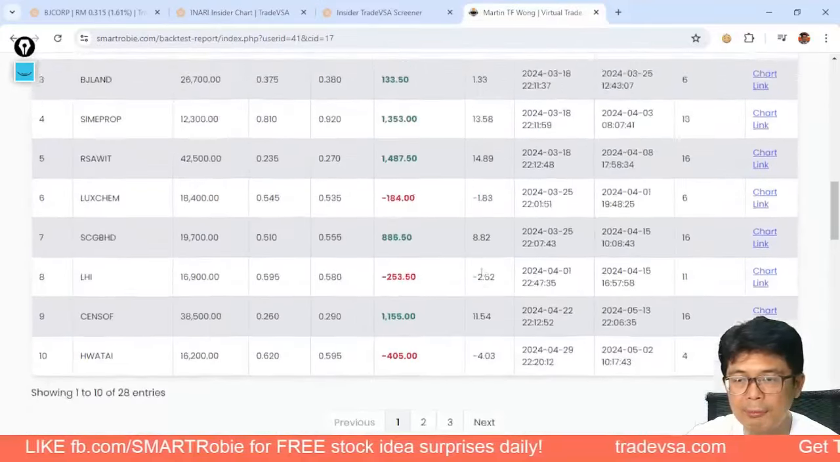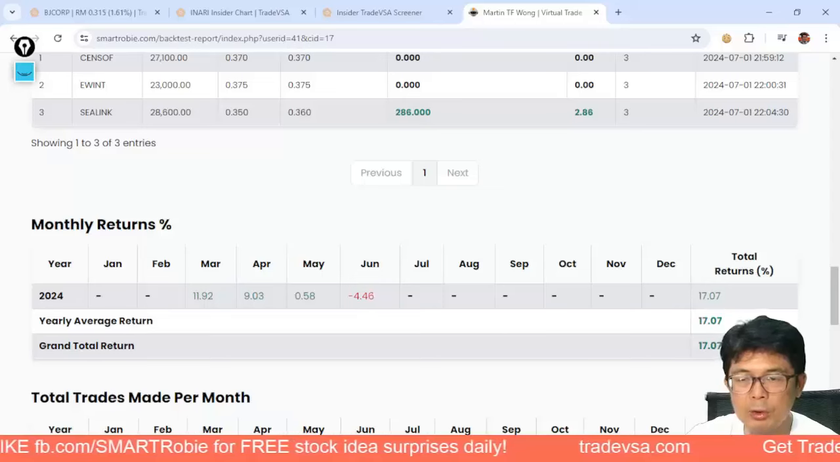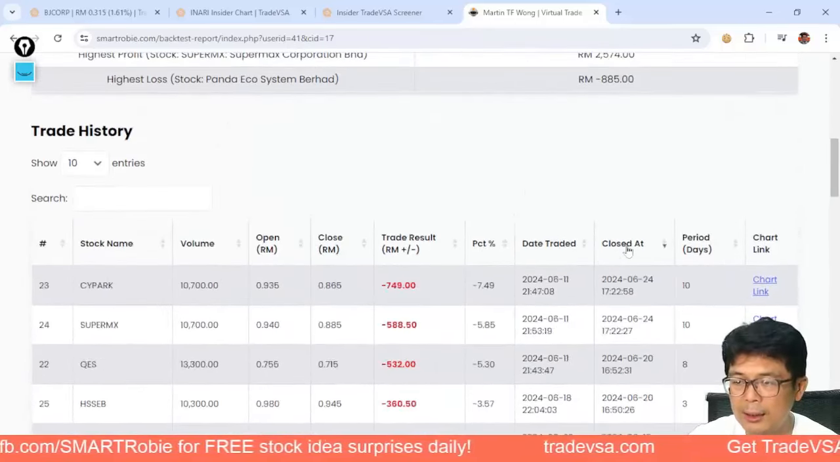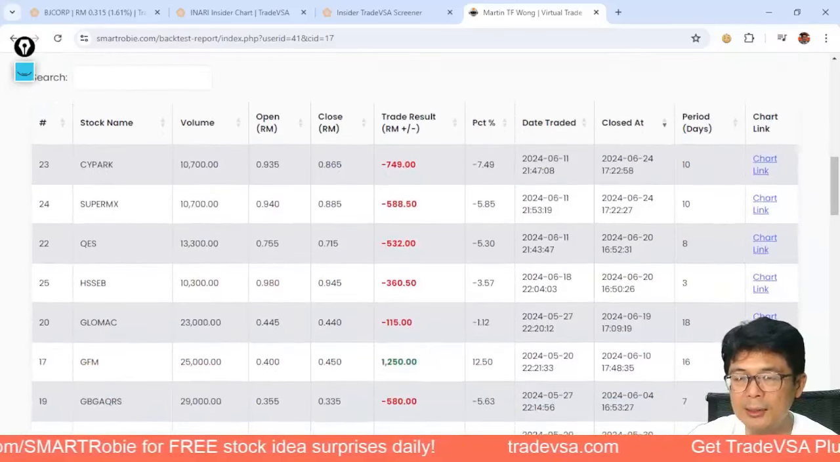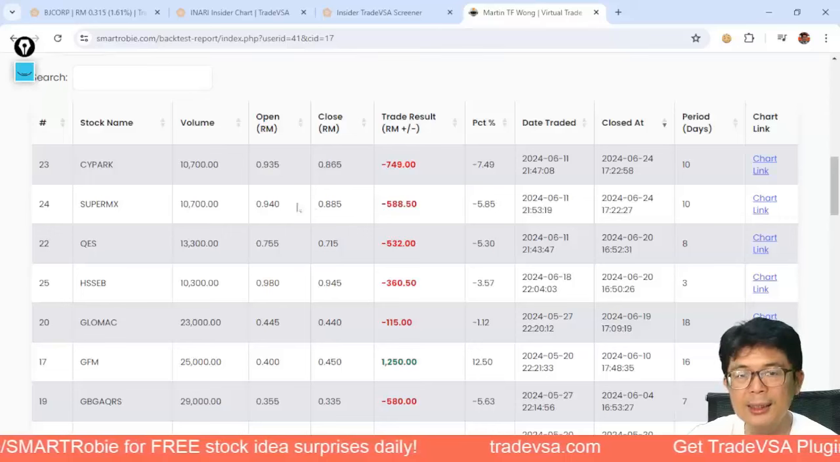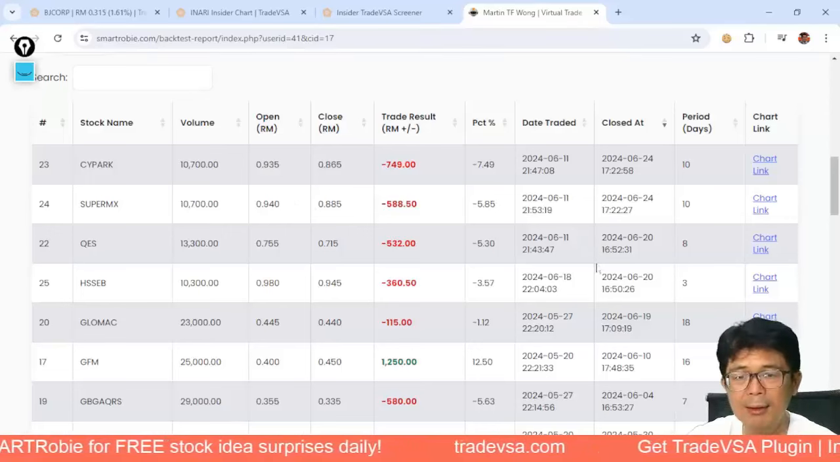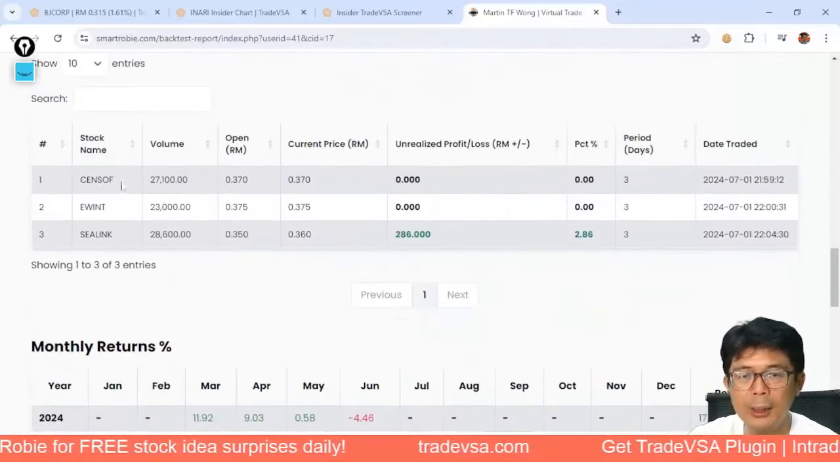So this is the virtual trade that we have, and you can see the month of June was down 4%. I had a string of losses here. You can see on the 24th, this was the -7% cut loss. Supermax also cut loss, QES cut loss when the market was selling down. Right now the market is turning back, and hopefully I'll get a bit of a winner.